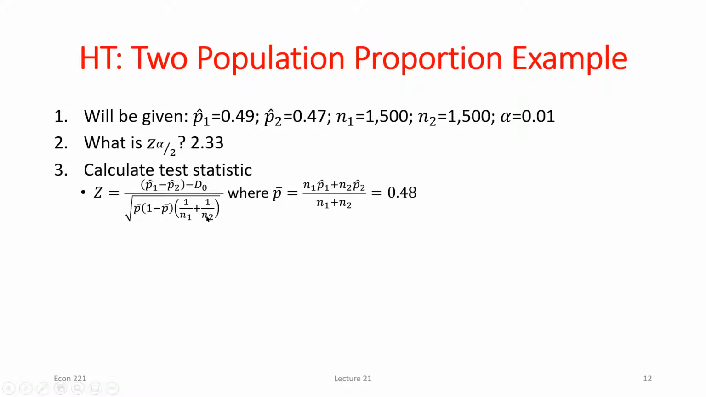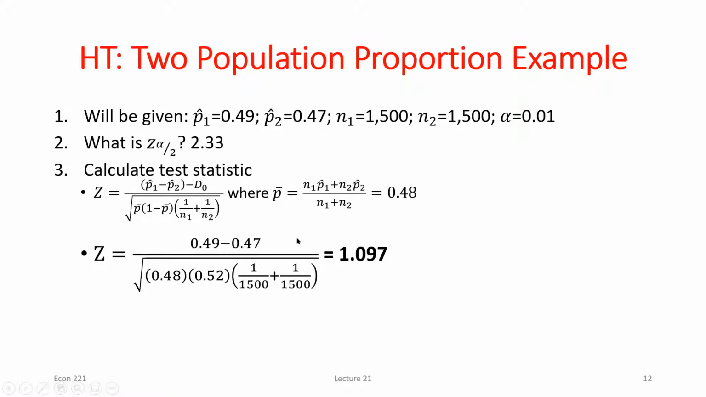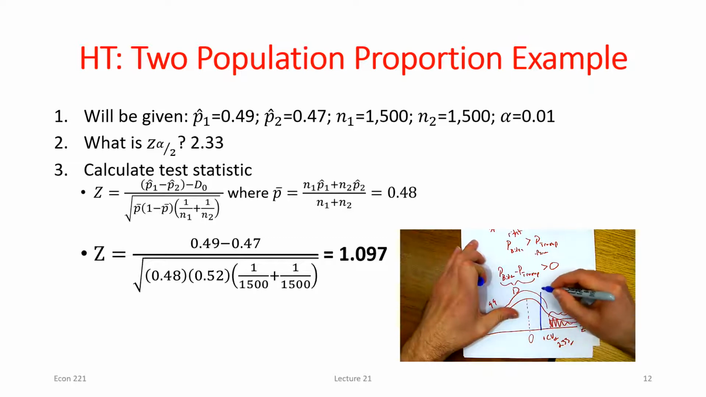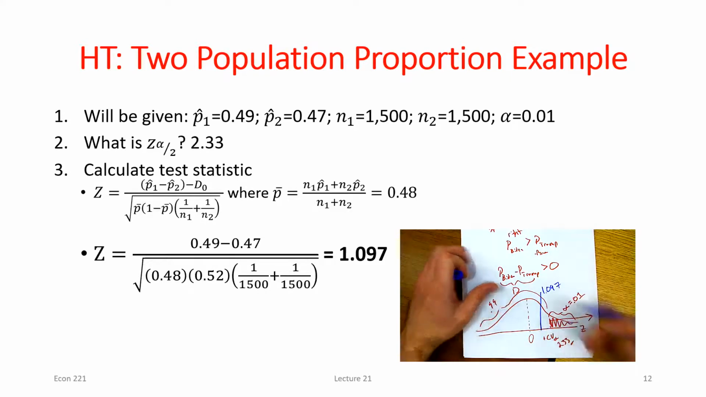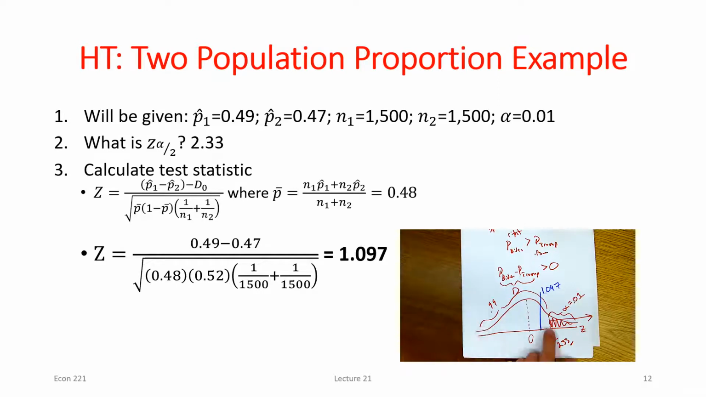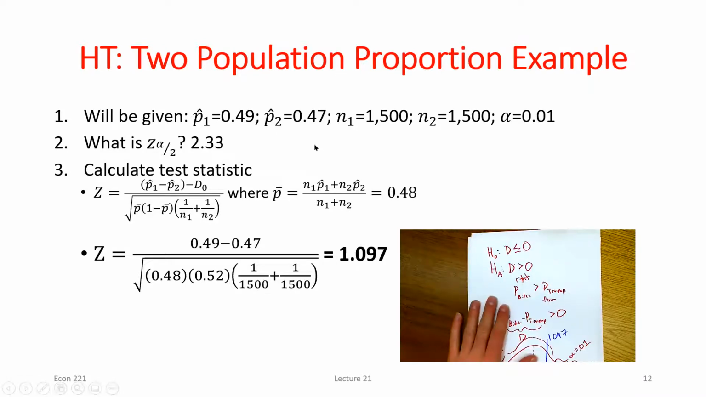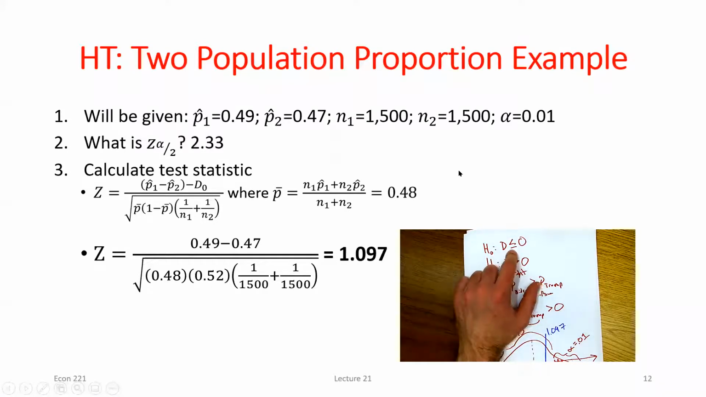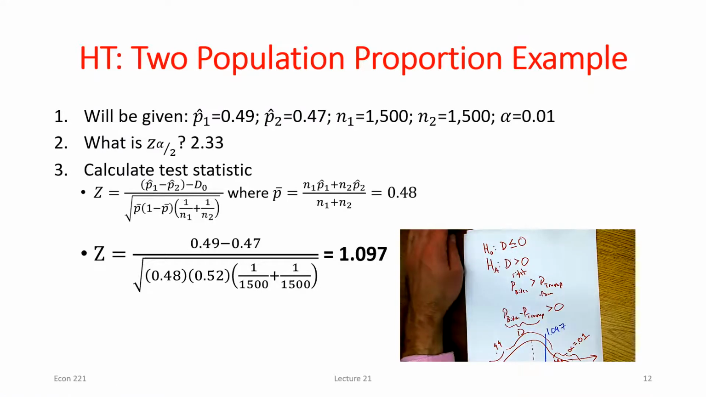Plug in 0.48, our sample size of 1,500, our sample proportions, and the assumed true difference of 0, and we get our test statistic: 1.097. If I were to plot that, 1.097 falls somewhere over here. So it's not in our rejection region, and we fail to reject. We did see sample evidence that supported the alternative, a positive difference. However, it wasn't strong enough given the sample sizes to say that the true difference is in fact not less than or equal to 0. We can't reject that null hypothesis.